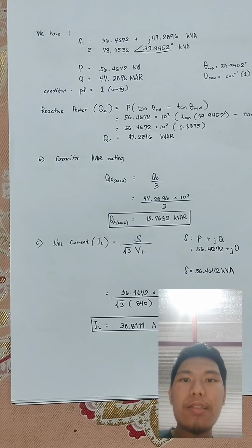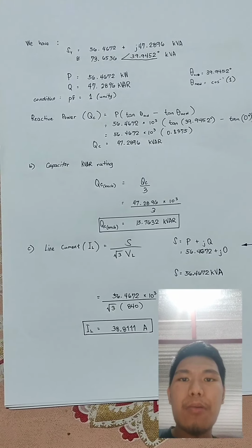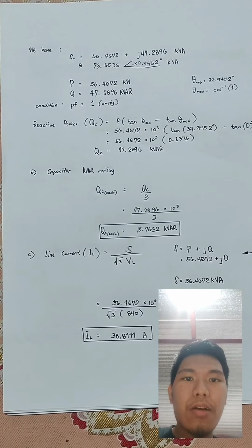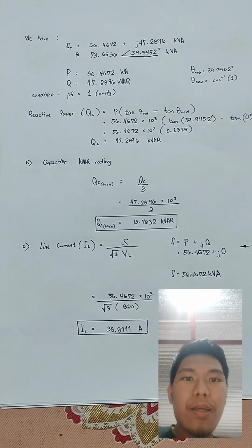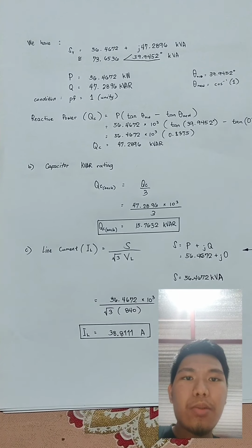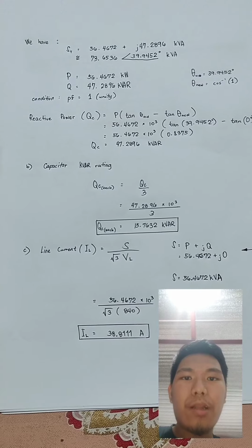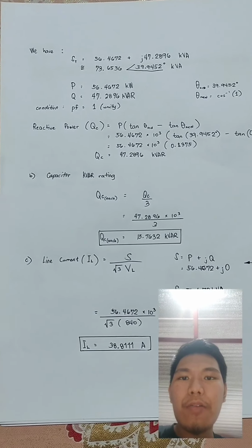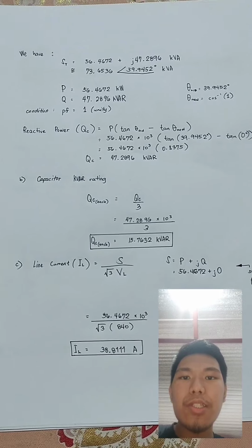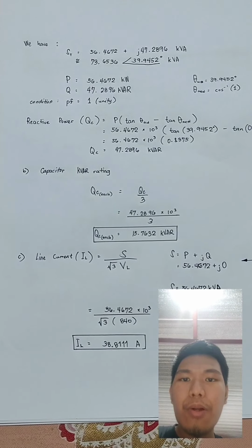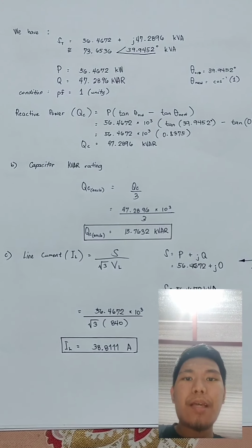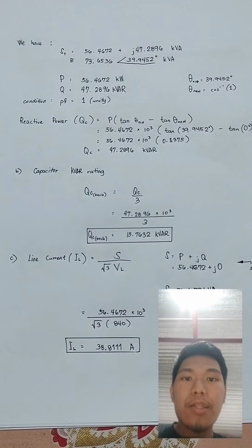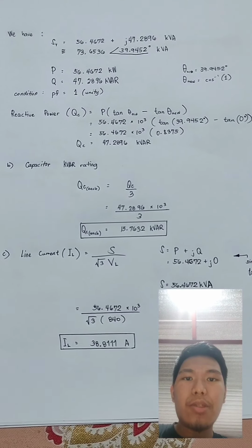We can also get its real power from the given total complex power of 56.4672 kilowatts and its reactive power of 47.2896 kVAR. We will treat the angle of 39.9452 degrees as the old angle, and the new angle is equal to cos raised to negative 1 times 1. We have the condition having the power factor of unity, which is equal to 1. Reactive power for the capacitance QC equals P times the quantity tan theta old minus tan theta new.